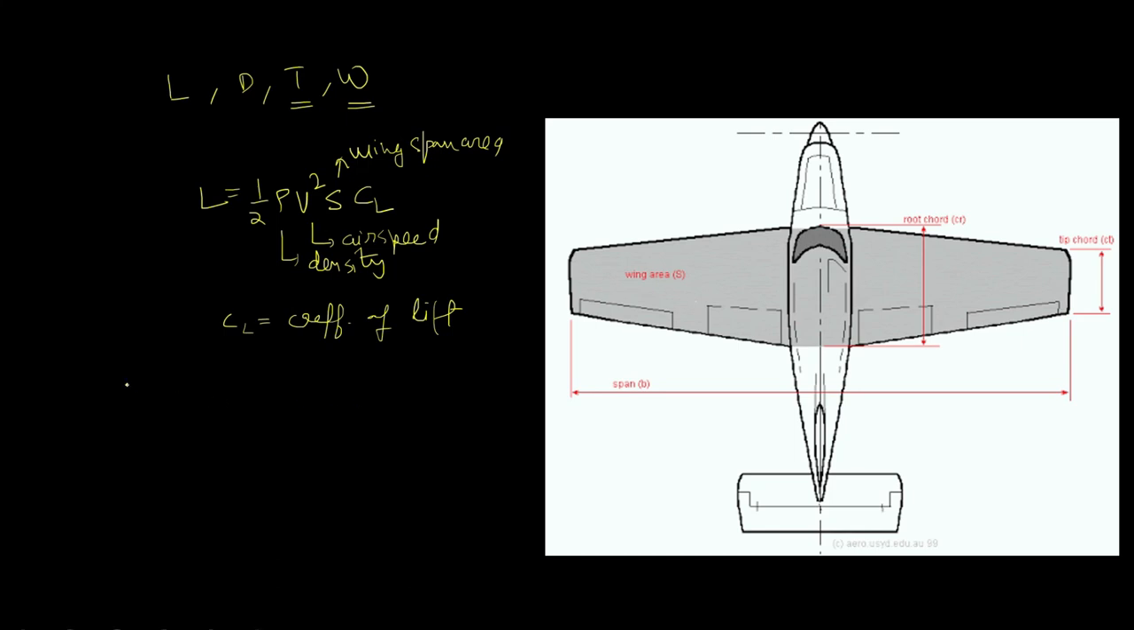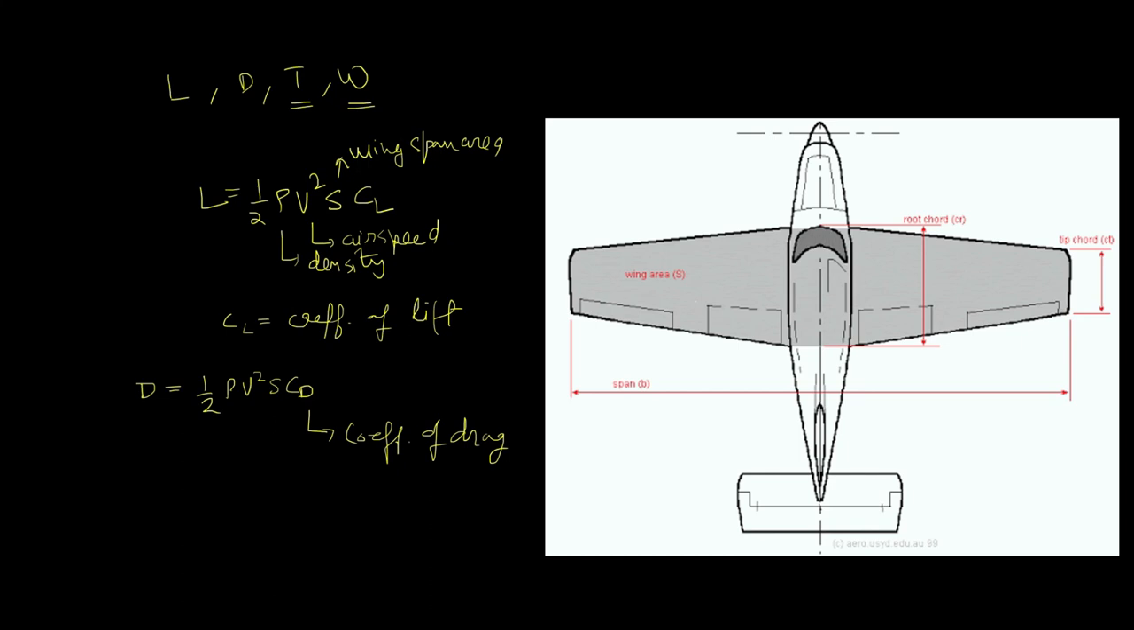Now coming to drag, the formula for drag is also similar. It's simply half rho v square S CD, where we already know that rho is the air density, v is air speed, S is the wing area, and CD is a constant. Here CD is called the coefficient of drag. So these are the two aerodynamic forces acting on the airplane. The other two forces are thrust and weight.